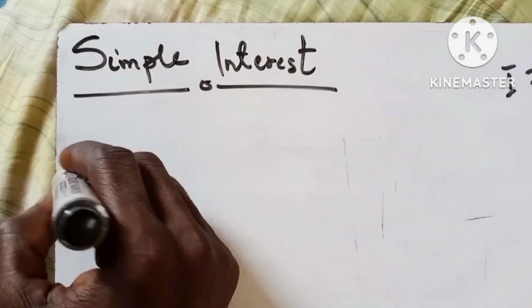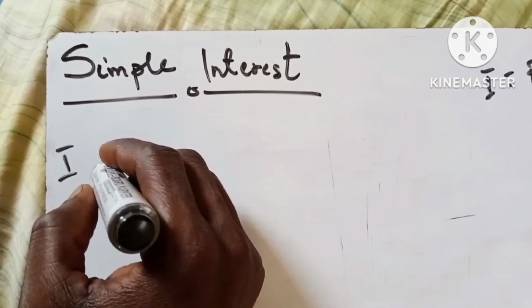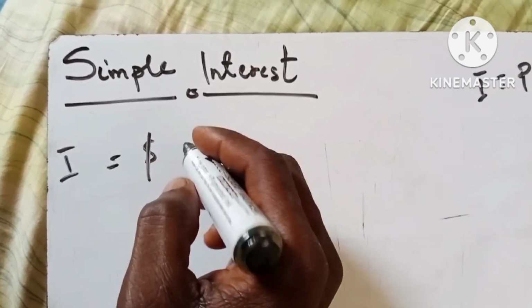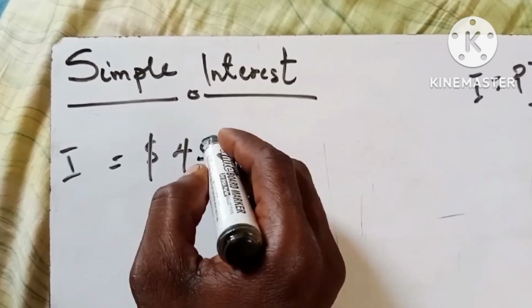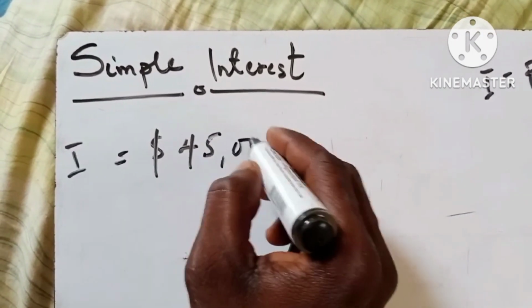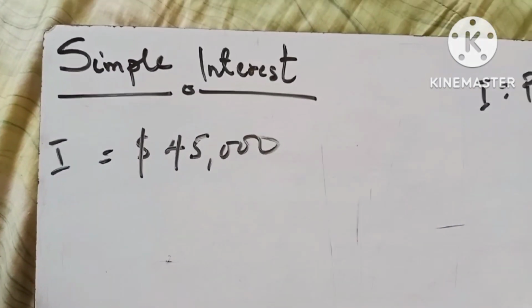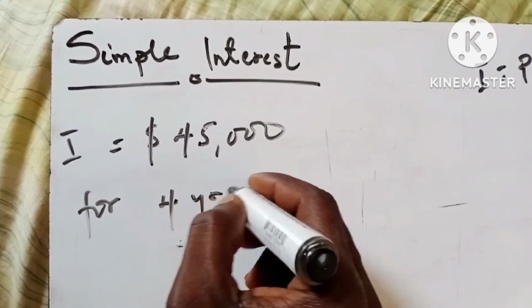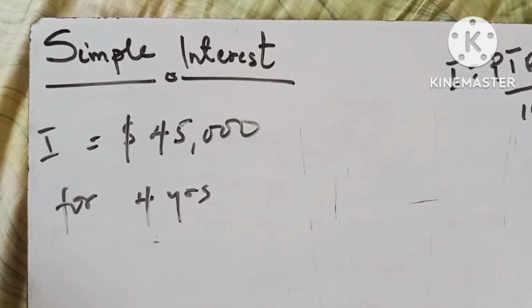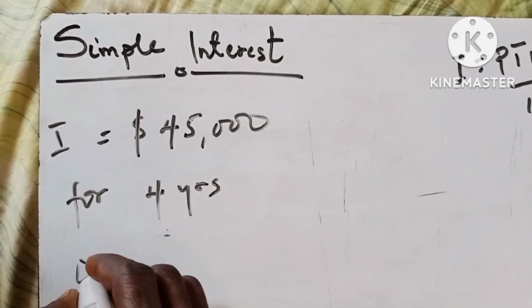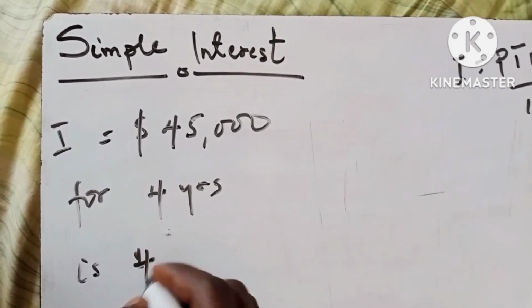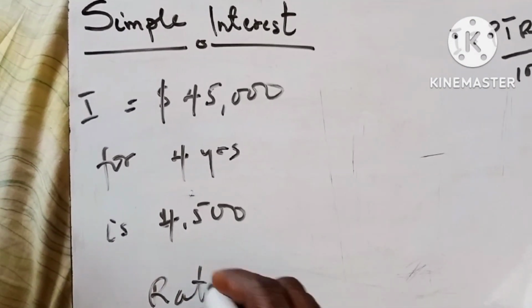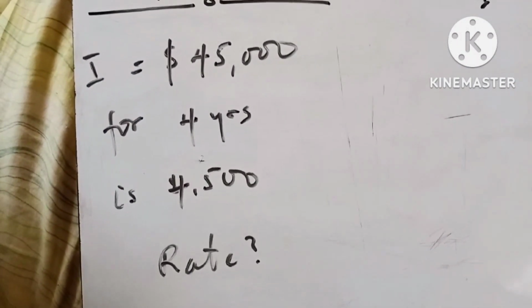This question also says that a simple interest on this amount, let's say $45,000, for 4 years is $4,500, and then we want to find the rate. So that is the question that we are given. So we want to find the rate.